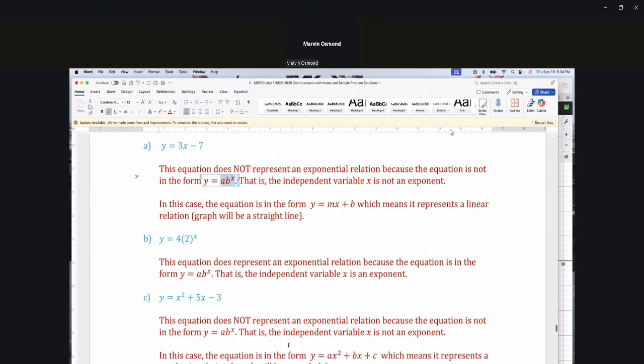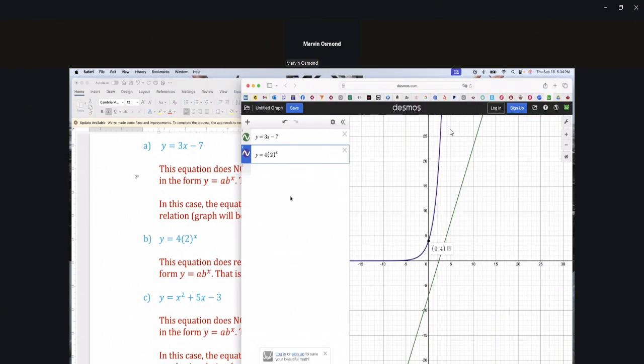But it's of the form y equals a times x squared plus bx plus c, which means it represents a quadratic relation, or the graph is going to be a parabola. So let's do that. Y equals x squared plus 5x minus 3. And let's graph that.